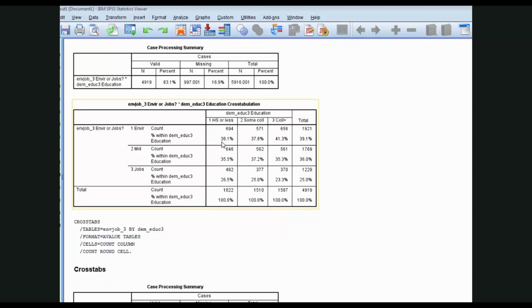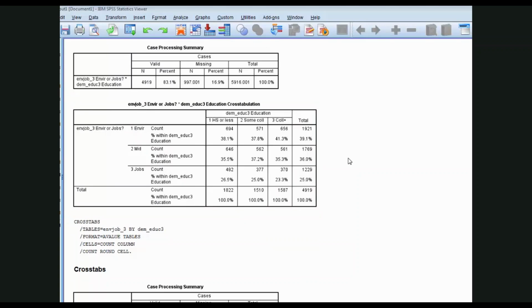One might argue, I suppose, that sure enough, as education goes up, the pro-environment response does increase. It's rather weak. It increases by 3 percentage points across the range here. So we might be tempted to say the hypothesis is confirmed. But let's have another look at it.